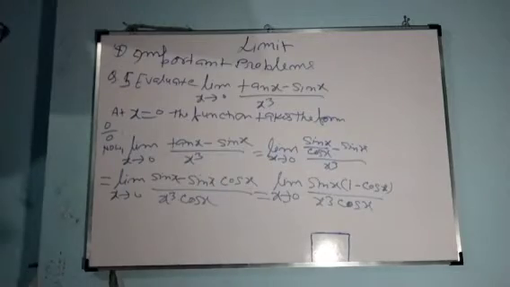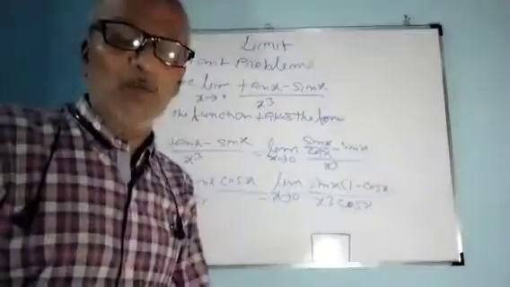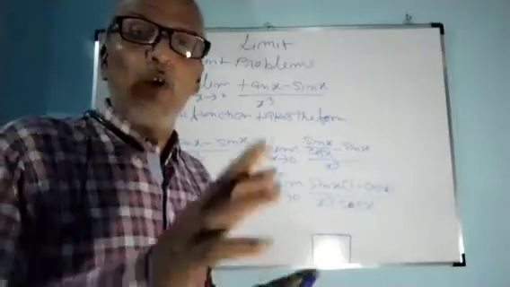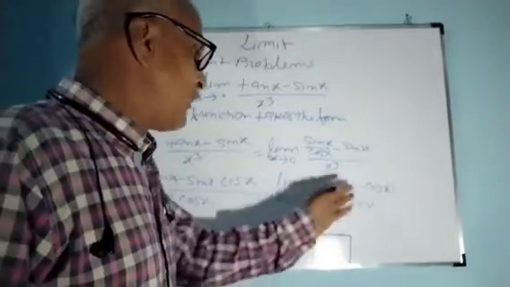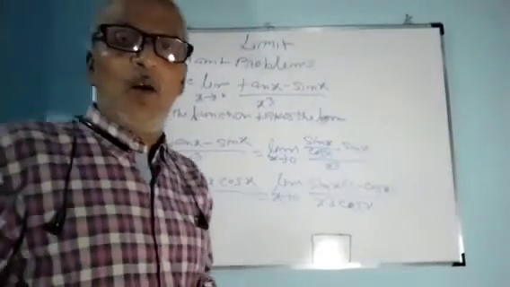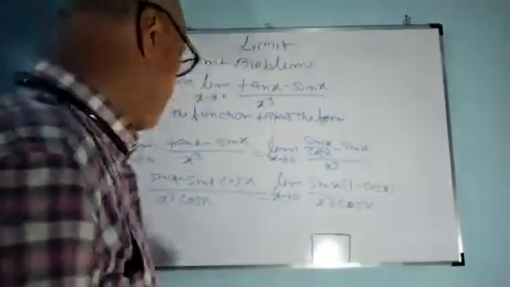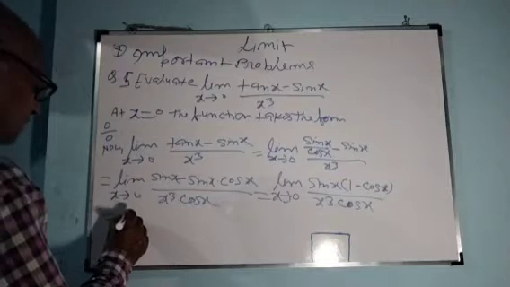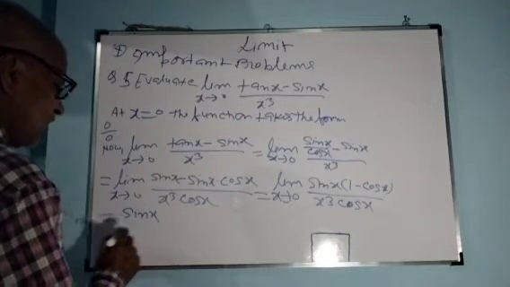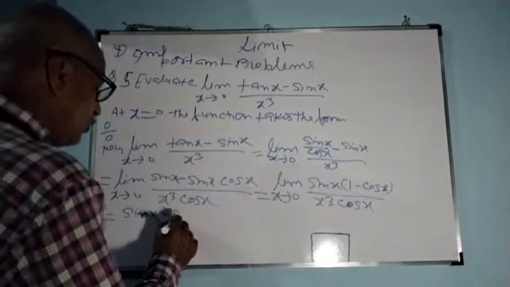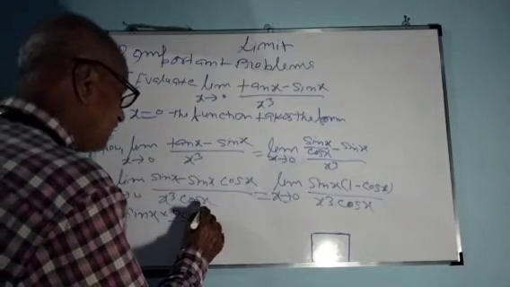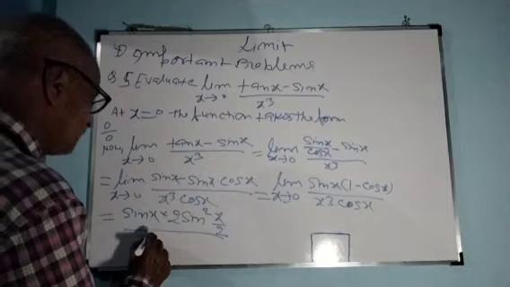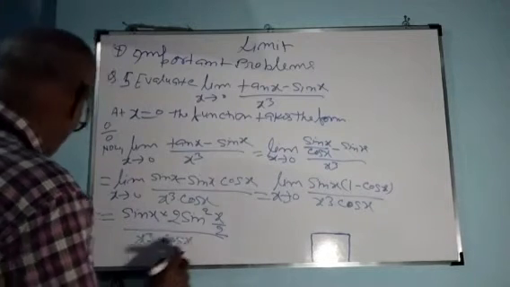Now here we use a trigonometrical formula, as we know that 1 minus cos 2x is equal to 2 sin square x. Here 1 minus cos x will become 2 sin square x by 2. This is equal to sin x into 2 sin square x by 2 by x cube into cos x.